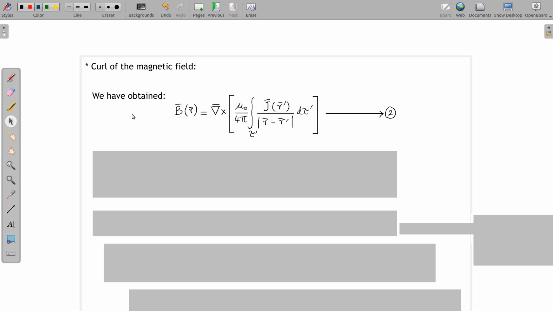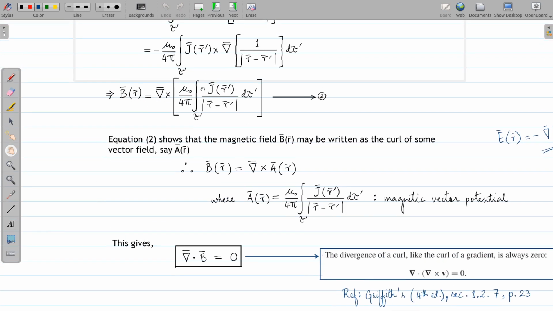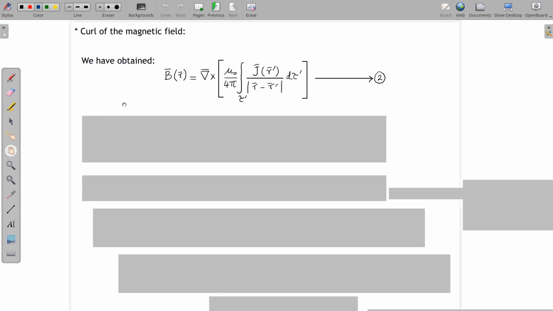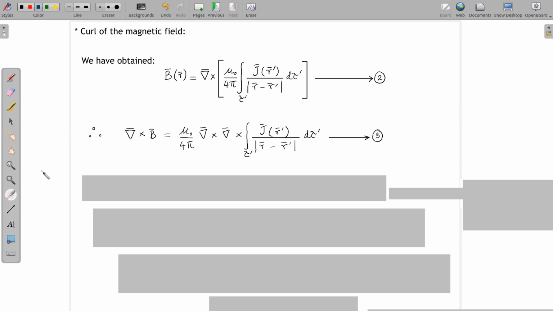So this is what we have obtained. This was our equation number 2. That is, the magnetic field we are able to write as the curl of some vector field. That vector field is a vector potential. So this is the expression that we have. Now we would like to find out what is the curl of the magnetic field. So what is the curl of B?